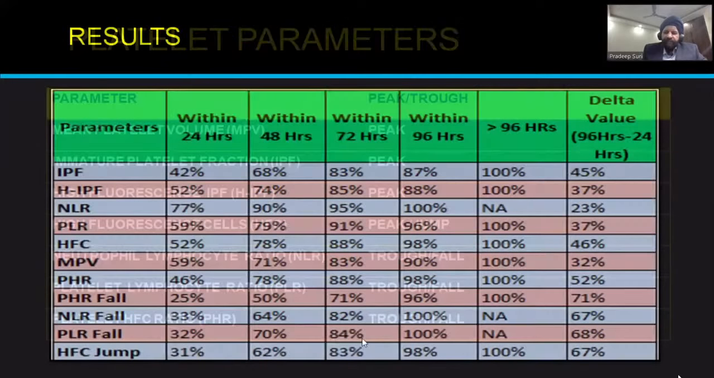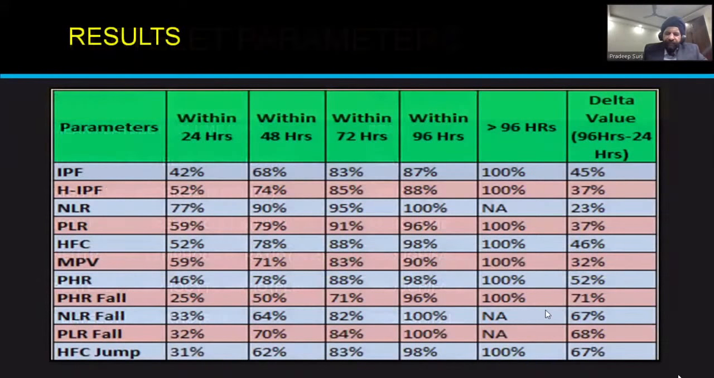So these are the results. You can see that the delta values, the last column, are the most important. The two important parameters here were the PHR fall, or the platelet HFC ratio fall, as well as the platelet HFC ratio, which shows the maximum sensitivity compared to the other parameters.